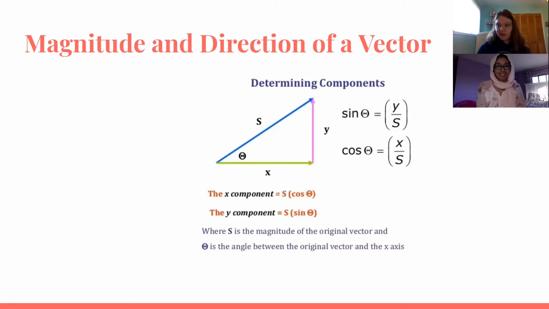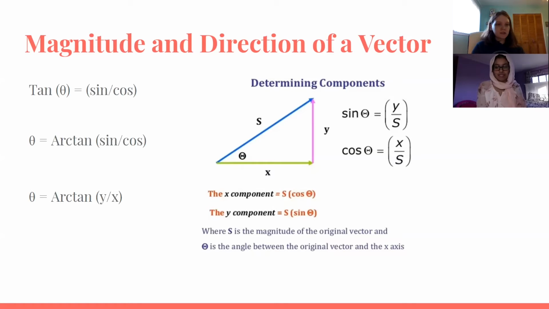So the direction of a vector is the angle between the vector and the x-axis. To solve for this angle, you would start off by using the equation tangent of theta equals sine over cosine. You would then rearrange the equation to solve for theta, which would be theta equals arctangent or inverse tangent of sine over cosine, which is the same thing as theta equals arctangent of y over x.